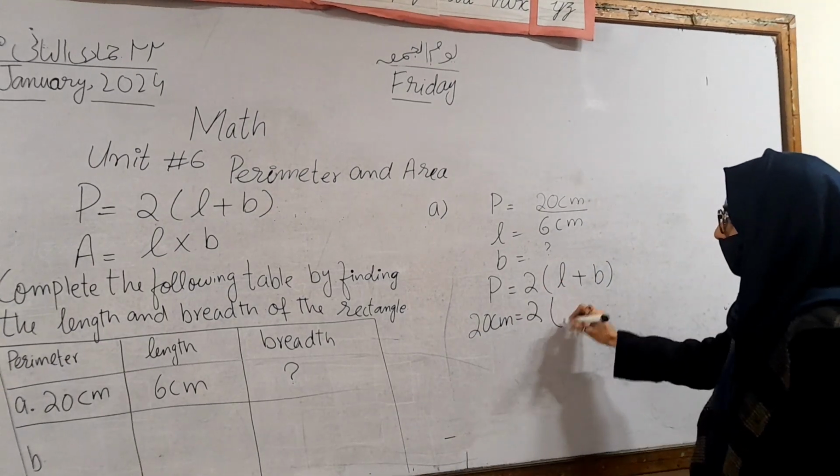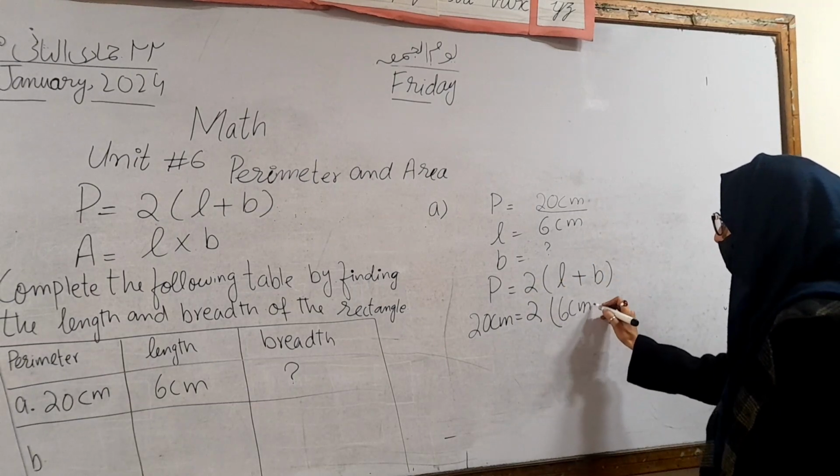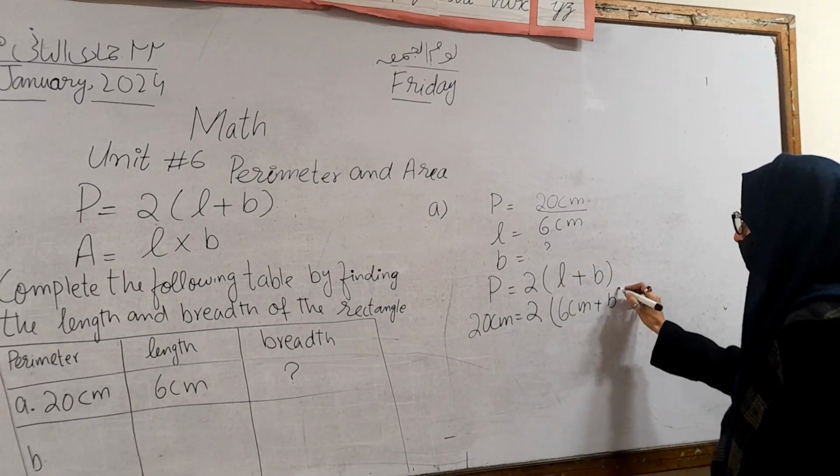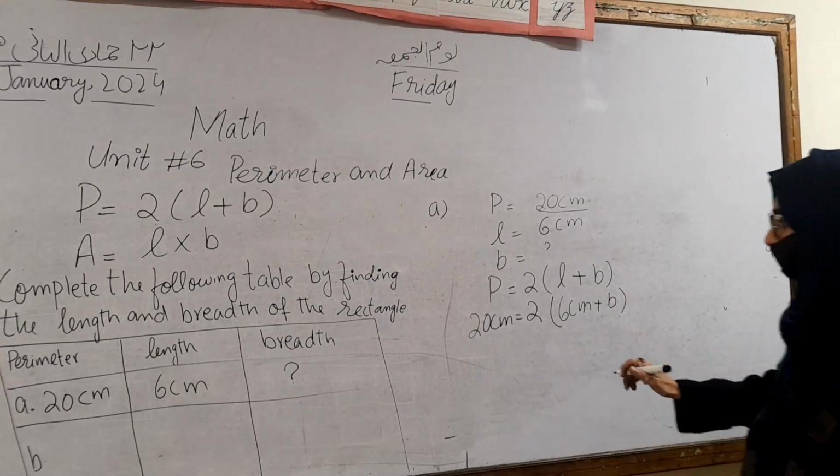Two as it is. What is the length? Length is 6 centimeter. And what is the breadth? Breadth we have to find. What do we have to do with the breadth? Find it.